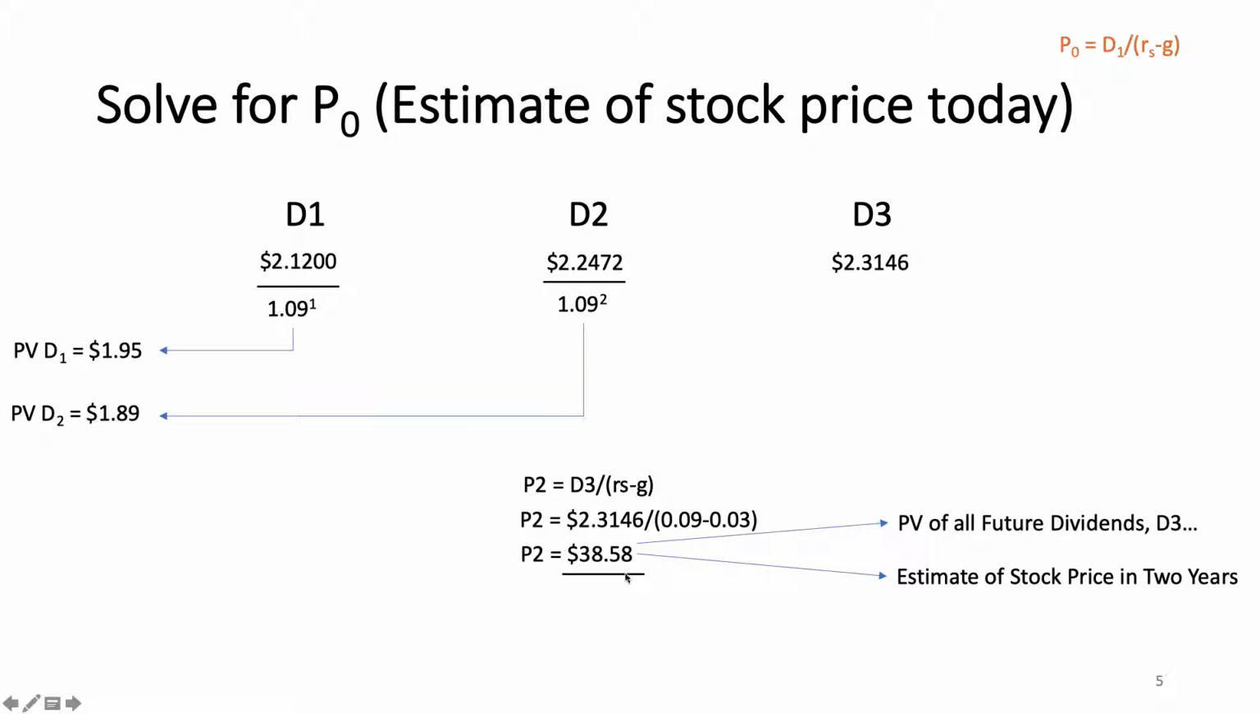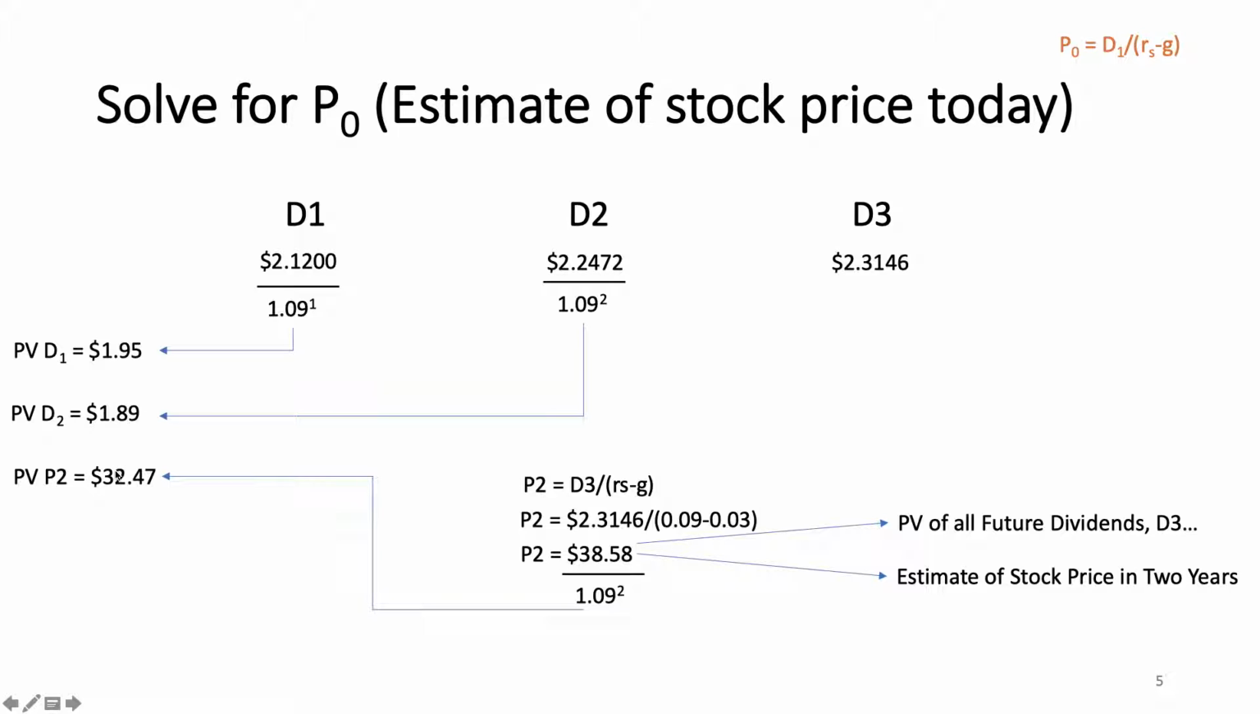So now I want to acknowledge that just like dividend 2, that's sitting out in year 2, I want to bring that back to year 0, to the beginning, to right now. We're right now in time. So I'm going to divide that, just like I did up here. This dividend's in year 2, this price is in year 2, so we're going to discount it the same way. I take 38.58, divide it by 1.09 raised to the second power, and you get $32.47.